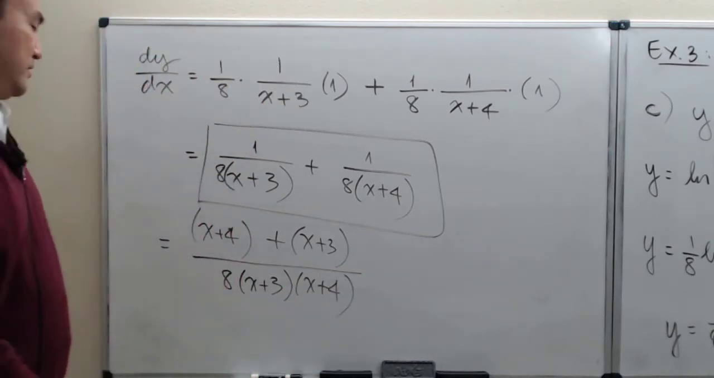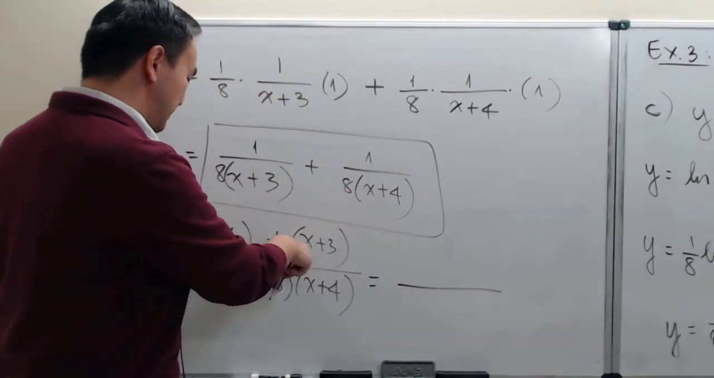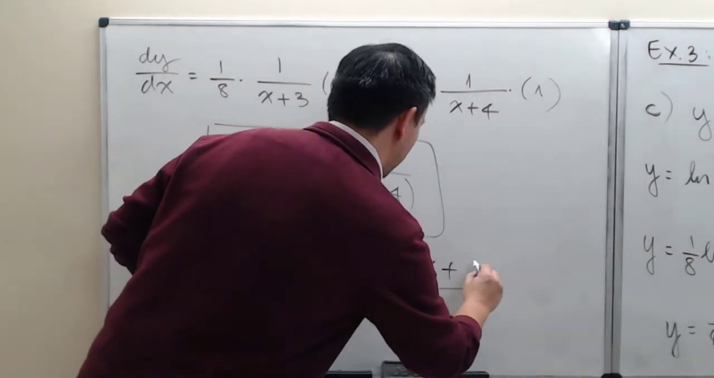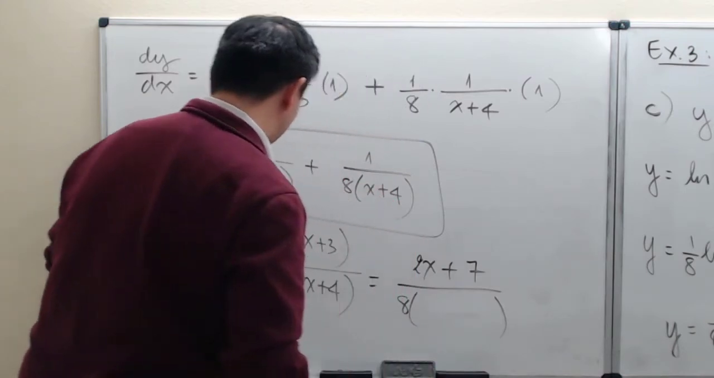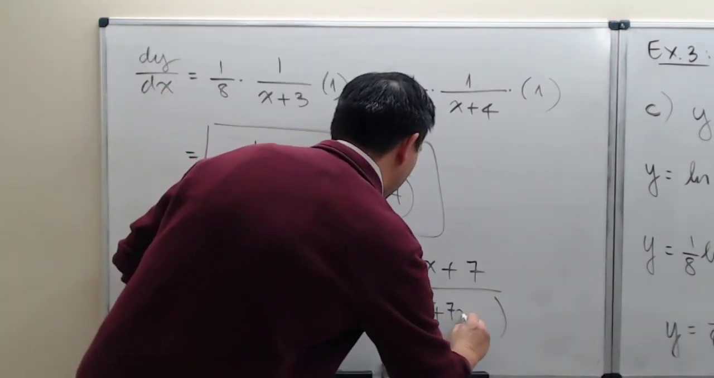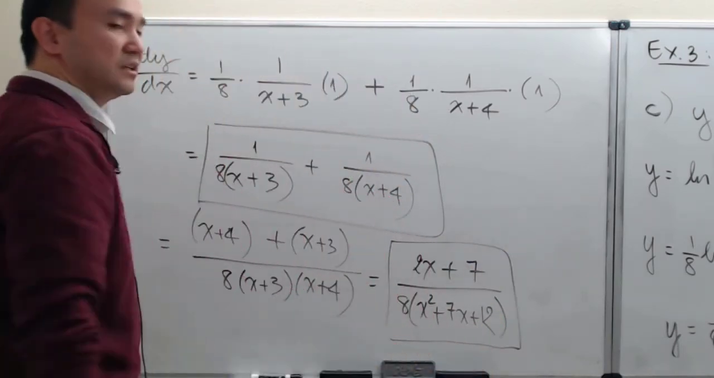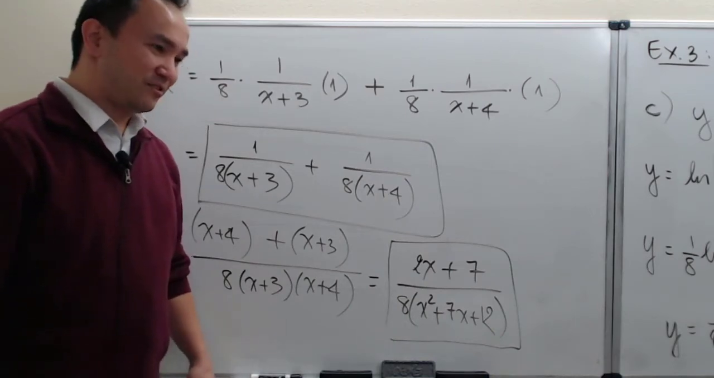Taking the parentheses away, we're looking at 2x plus 7, and now 8 times x squared plus 7x plus 12 in the denominator. We're done, again in a different way to express our final derivative.